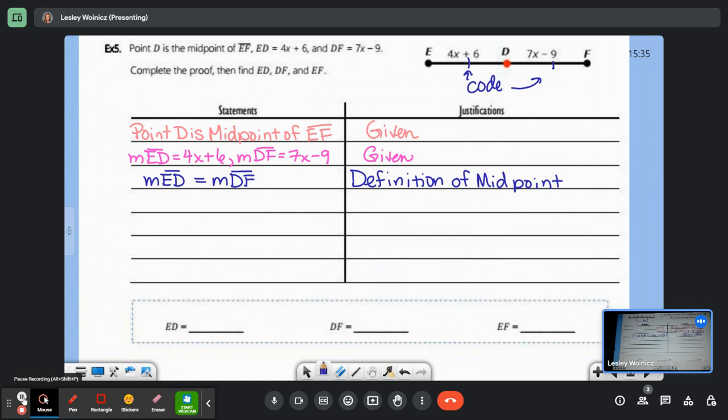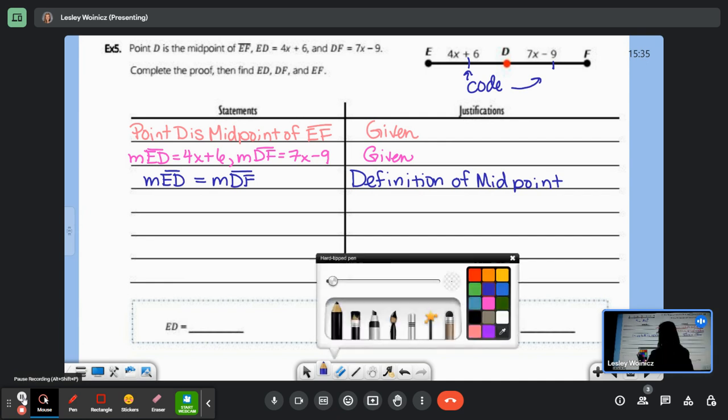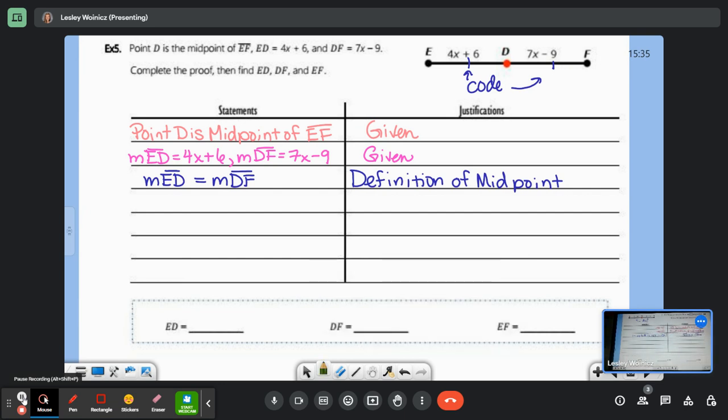Okay, so to go back to the question about the order, this one I could have put second, but it has to come after I tell you that D is the midpoint. I can't use the definition of midpoint until after I told you that something is a midpoint. Does that make sense? They build on each other. Now that I have those, I can make a substitution. What substitution can I make? What can I put in for the measure of ED? 4x plus 6. Correct. 4x plus 6 equals 7x minus 9. Okay, that is our substitution property.